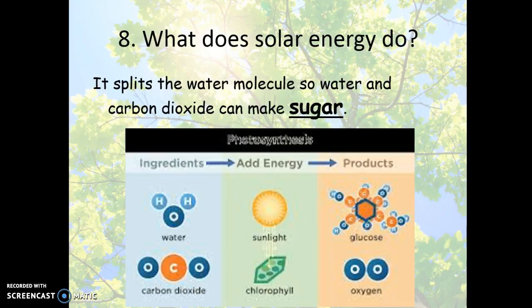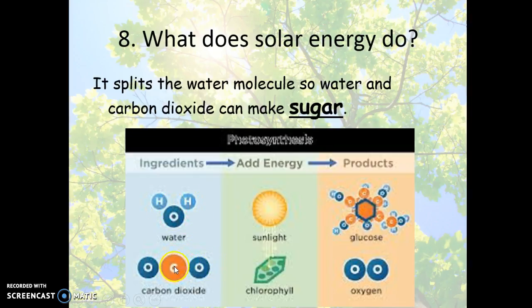So in number 8, that's what we're going to talk about here: what does sunlight do when it reacts with these chloroplasts filled with chlorophyll? It splits the water molecule. So here's a water molecule. Remember, water is 2 hydrogens and an oxygen. And carbon dioxide is also an ingredient, so it splits the water molecule.